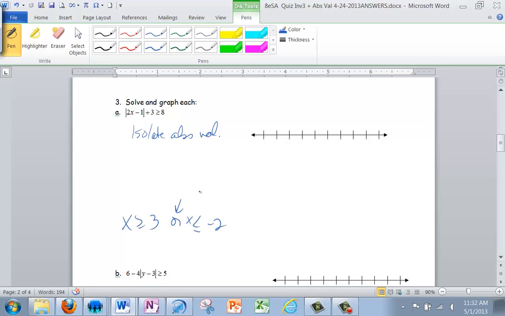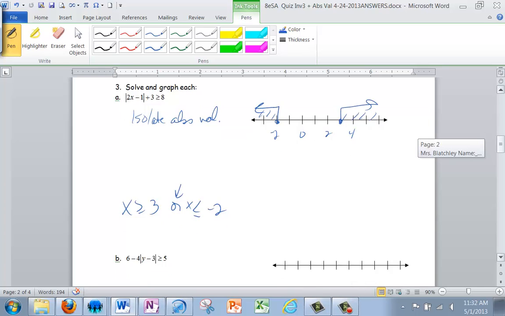Saying and or is very important. -2, 0, 2, 4. So you have to be greater than 3 or less than -2. So that was a very straightforward one. I kind of like that one.